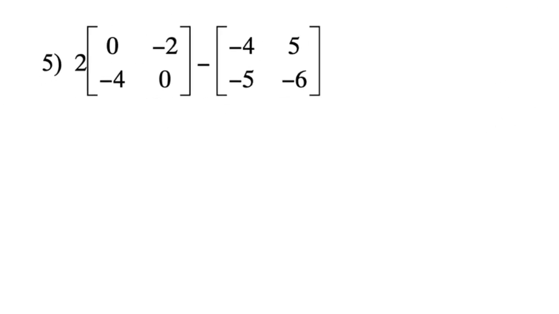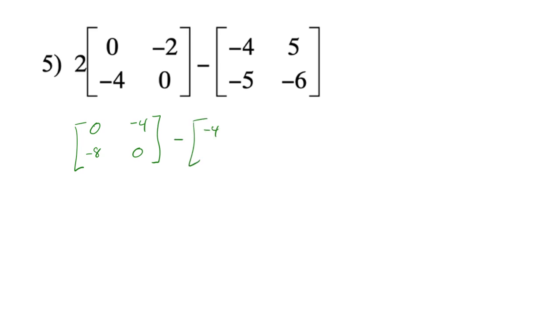Let's see the next one, right? Again, we're going to start by doing this multiplication, because after I do the multiplication, I'm going to figure out if it's undefined or not. So again, I'm multiplying the 2 times everything here. So 2 times 0 is 0. 2 times negative 2 is negative 4. 2 times negative 4 is negative 8. And 2 times 0 is 0. Minus, and then I have negative 4, negative 5, 5, negative 6.